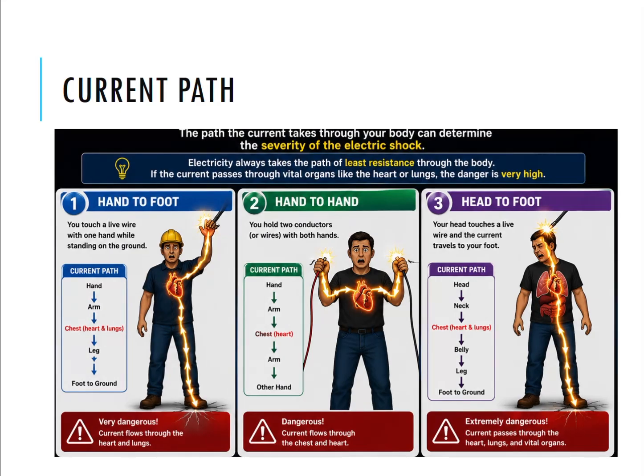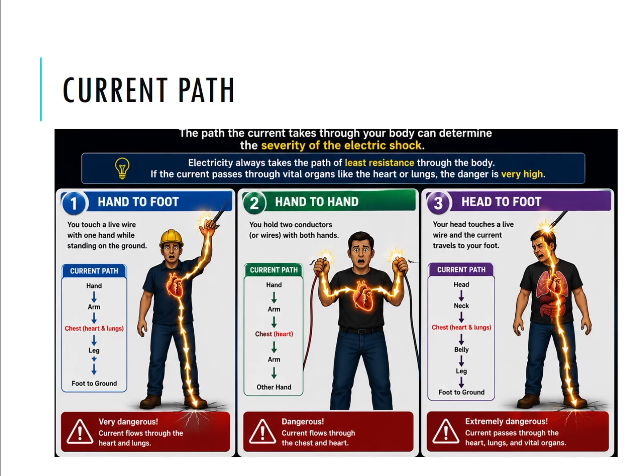So the next is the current path. The path the current takes through your body can determine the severity of the electric shock. And like we usually say, electricity always takes the path of least resistance through the body. If the current passes through vital organs like the heart and the lungs, the danger is very high. In this example, I listed three different scenarios. The first is hand to foot.